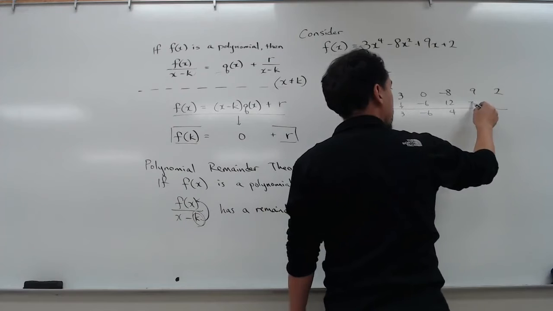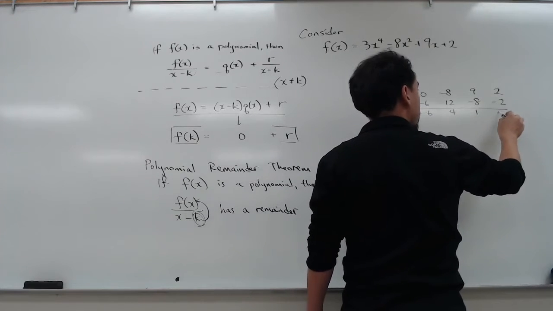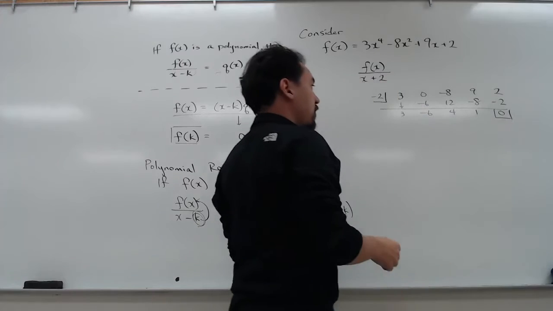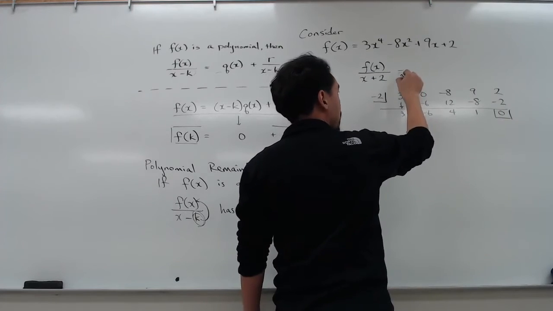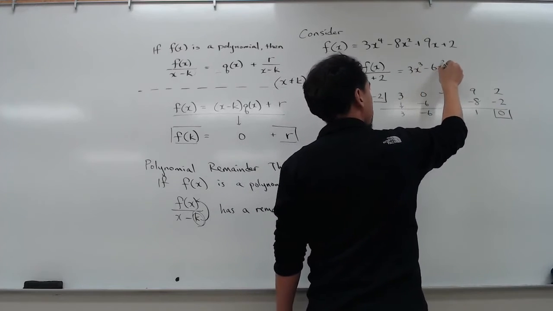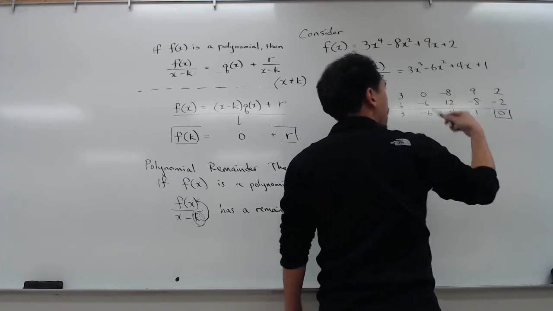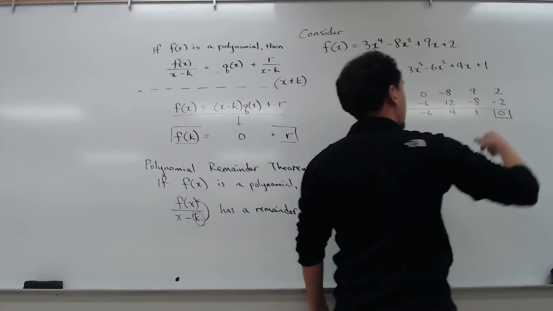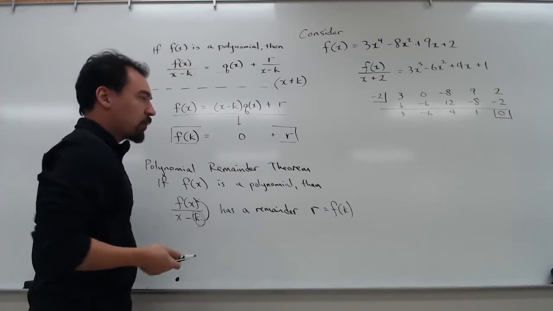Then this is going to be negative 8. Add them together is 1. 1 times negative 2 is negative 2. And in the box, I have 0. So apparently the remainder is going to be 0. Well, if I write this out, then I would say that's 3x cubed minus 6x squared plus 4x plus 1. And there's no remainder, so I don't have to write anything. Interesting. Okay, well, let's check the polynomial remainder theorem.